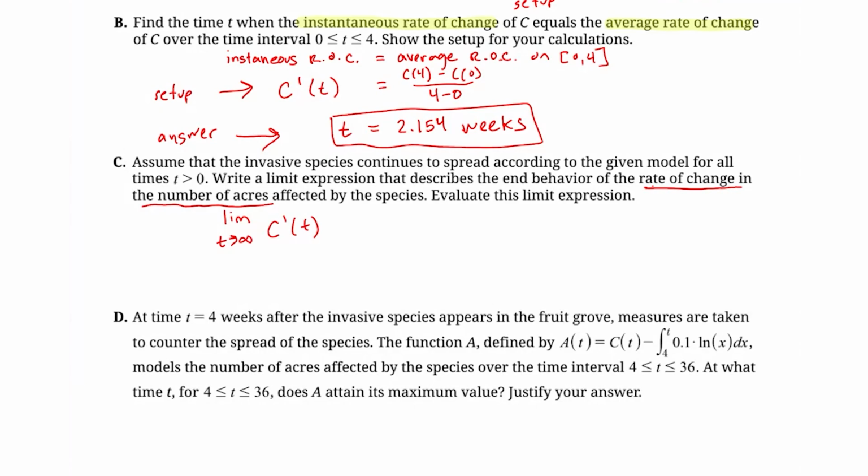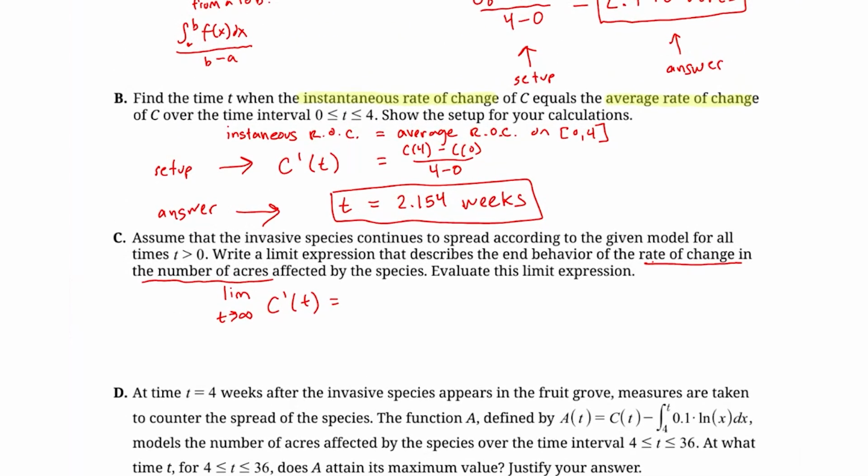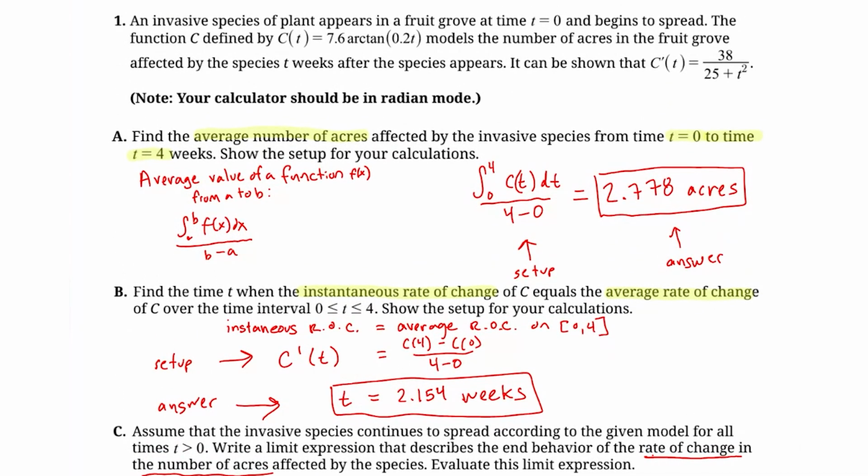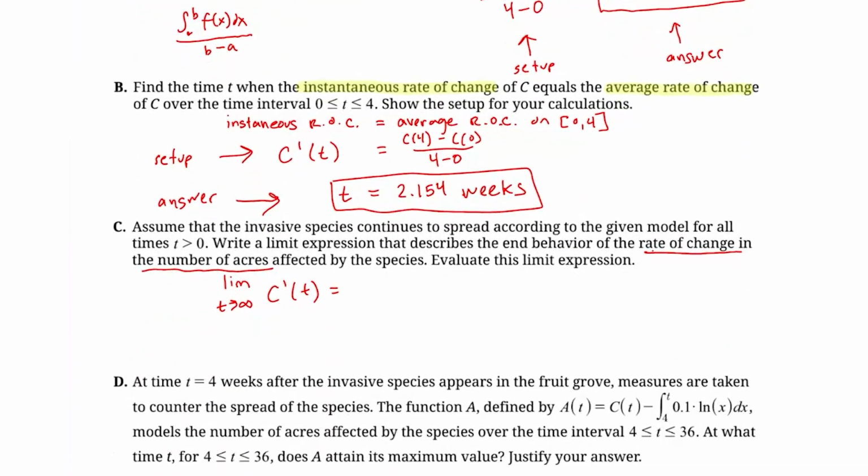Now, what does that equal? That's what it's really asking. It says evaluate this limit expression. So we probably got 1 point just by setting up that limit, but we want to know, what does it equal? So we're not really going to use Desmos for this, although you could absolutely just type it in and see where it equals. We're going to go back to where they actually gave us the equation for c prime up here. Okay, there's c prime. It's 38 over 25 plus t squared.